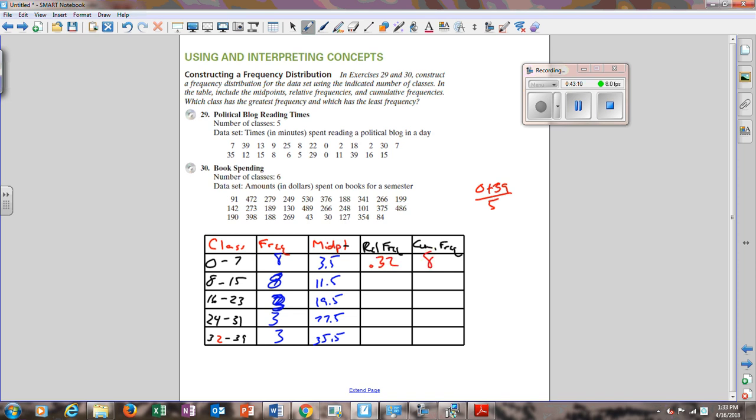And we'll do cumulative frequencies now too. There's only 8. Then this one is also going to be 0.32 because it was 8. And now you add this 8 and this one to get 16. Then it's 3 divided by 25, which is 0.12. These are all going to be 0.12 because they're all 3. And you just add them: 19, 22, 25.